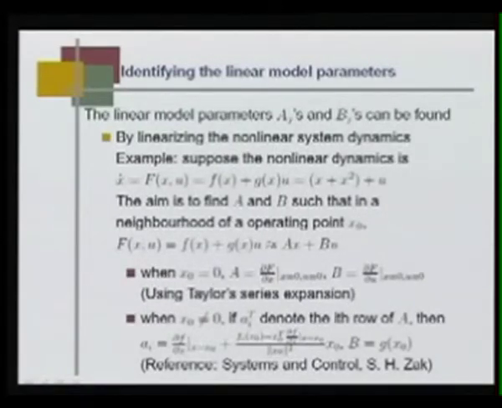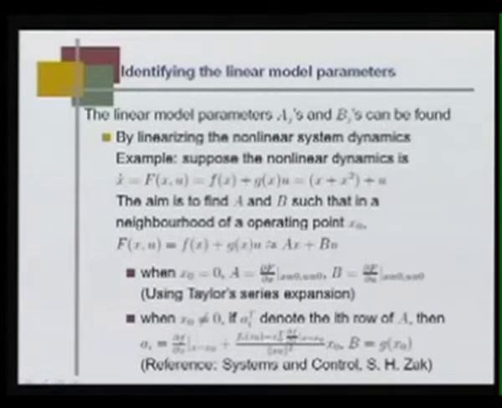When x naught equals 0, a is dou f upon dou x at x equal to 0, u equal to 0, and b equals dou f by dou u at x equal to 0, u equal to 0, using the Taylor series expansion. This we already know: given the nonlinear function f, we can find this a and b simply by differentiating f by x.